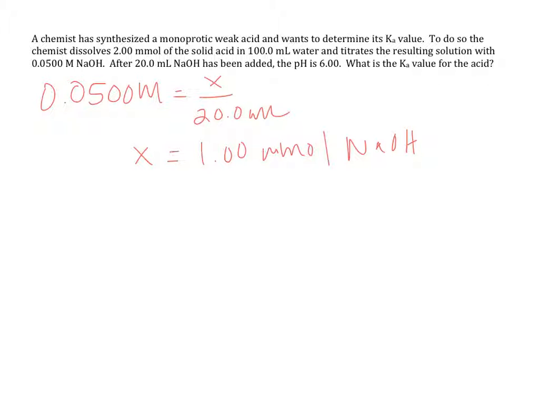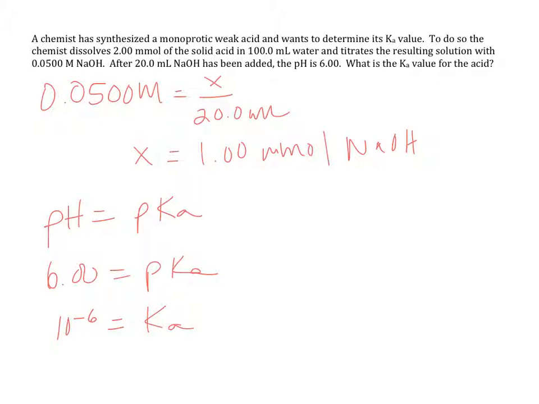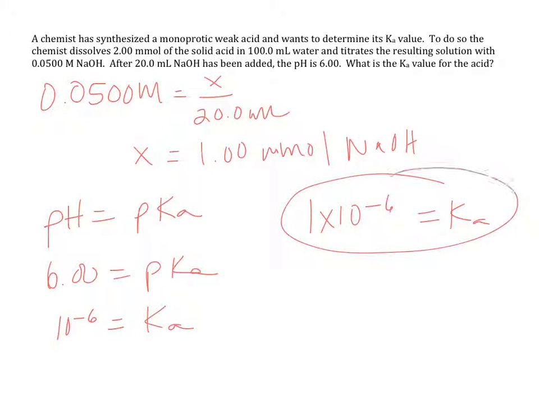And if you remember, pH equals pKa at the halfway point. We know that the pH is 6. So to solve for Ka, we will do 10 to the negative 6th, or more traditionally, 1 times 10 to the negative 6th will be equal to the Ka. Easy.